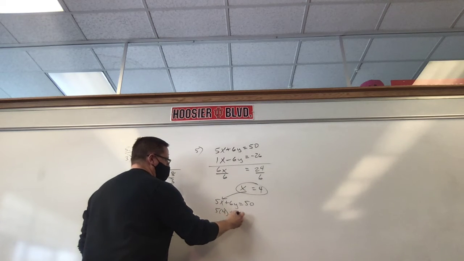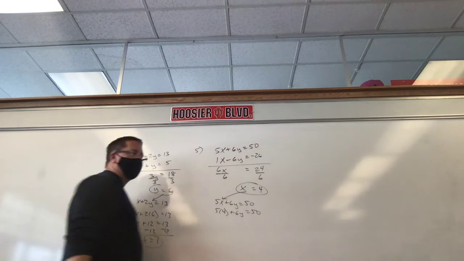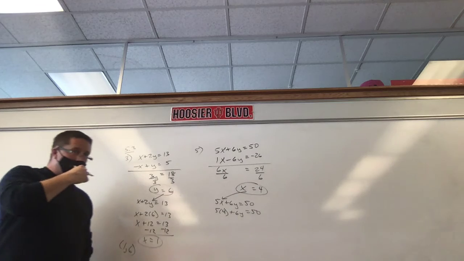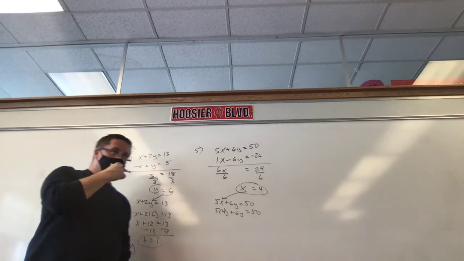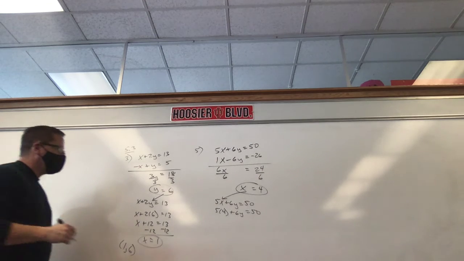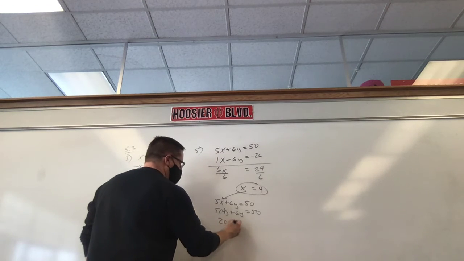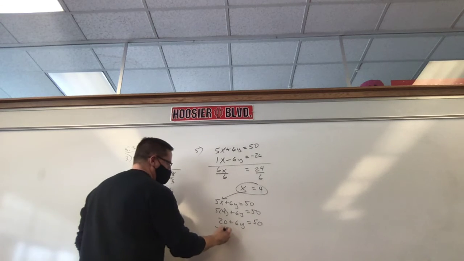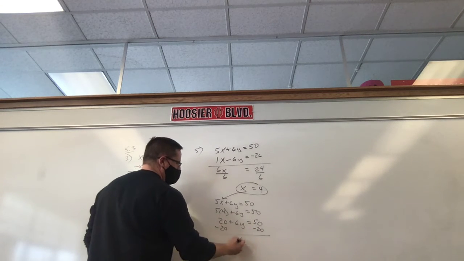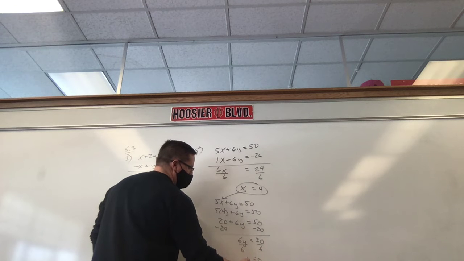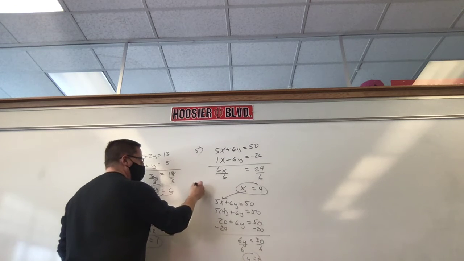Some of you might have just written 20. I don't care if you skip a step like that, that's okay. But I will tell you this, I don't care who you are, the more steps you skip, the more likely you're going to make a mistake. So just be careful, don't skip too many steps. So 20 plus 6y is 50. Minus the 20 from each side. Slow down, 6y equals 50 minus 20, which is 30. Divide by 6 and you get 5.